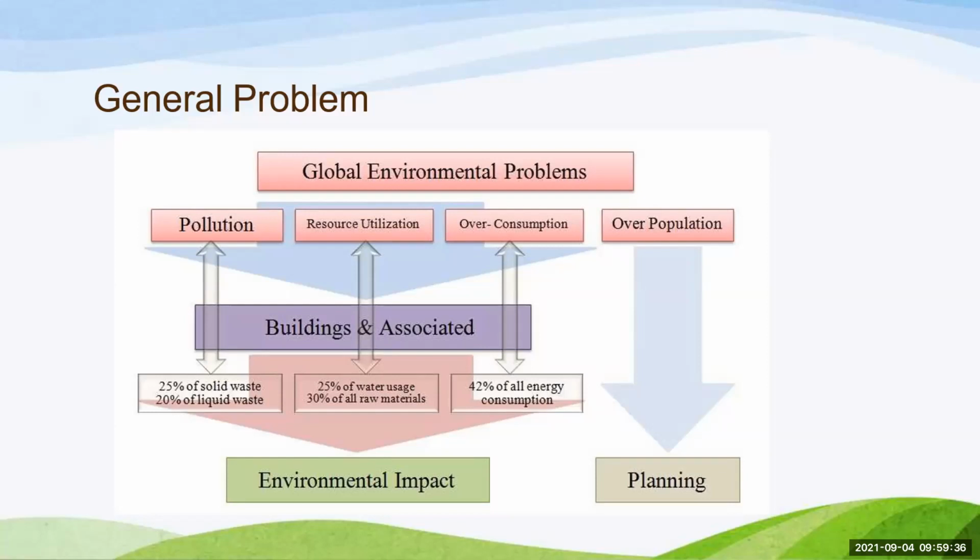So through the pollution, 25% of solid waste and 20% of liquid waste, so totally 45% waste is generated from the solid and liquid. Resource utilization: 20% of water use and 30% of all raw material, totally 55% utilization of natural resources. Not the artificial resource, but the natural. If you disturb the natural resource, then your ecosystem is disbalanced, not balanced.